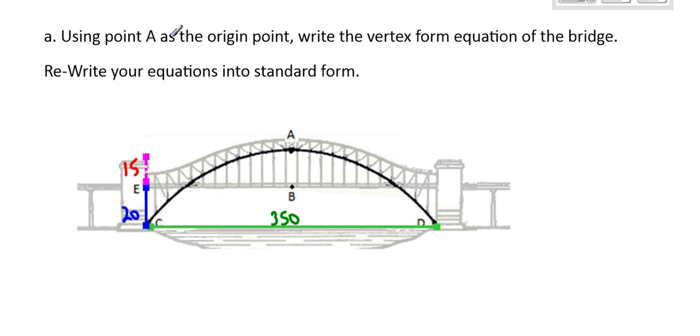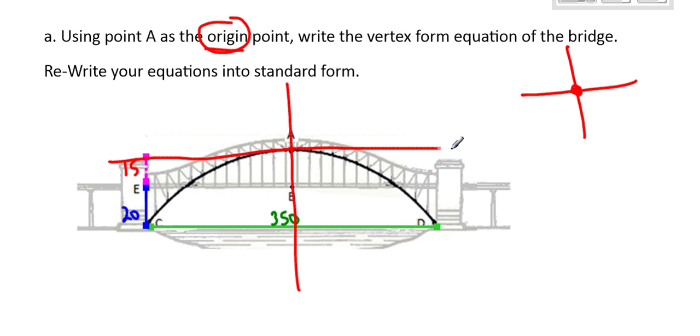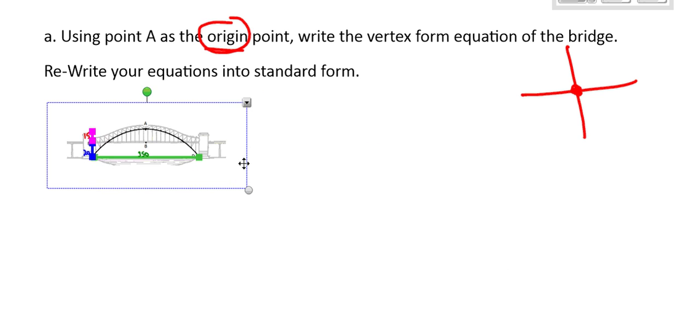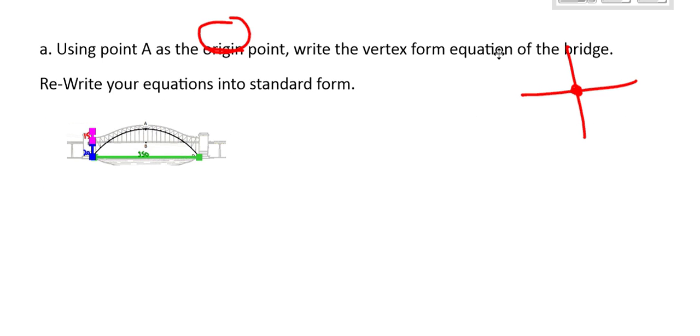It says using point A as the origin point, write the vertex form of the bridge. So origin point means on the xy coordinate plane, that's the center where the two axes intersect. So we're going to basically throw a Cartesian plane on top of this parabola, and you can see the parabola here, and try to find the equation. So let's clean up my little diagram a bit, and we'll shrink this picture, and we'll try to make a better picture to help us answer this question.